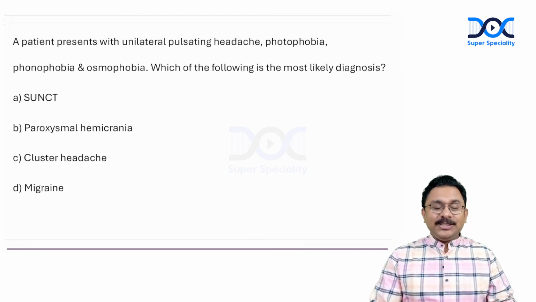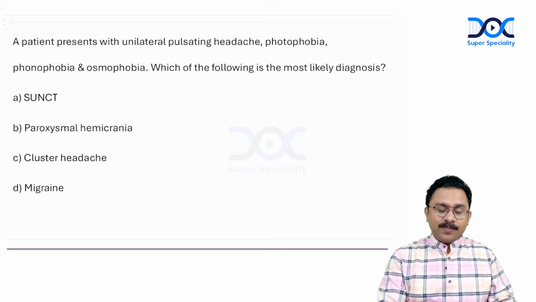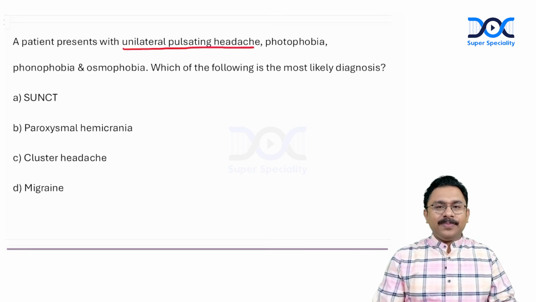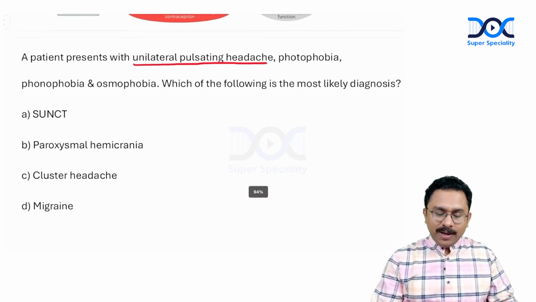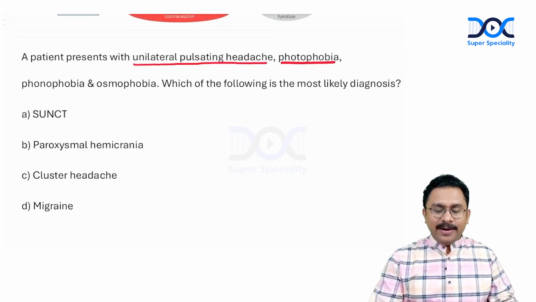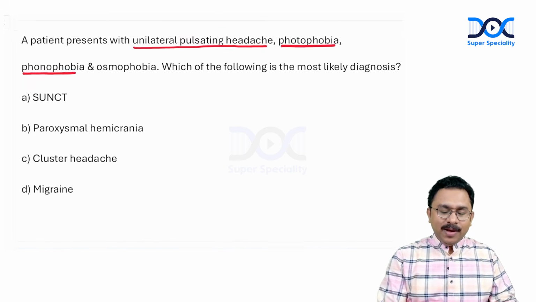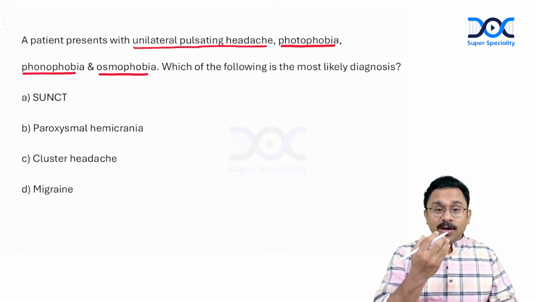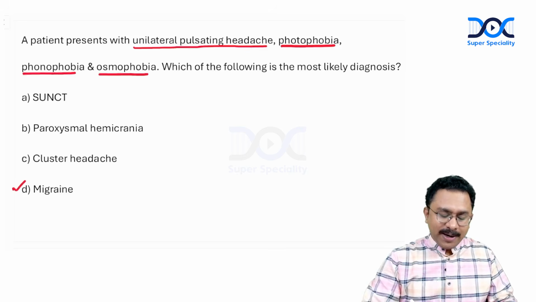A patient presents with unilateral pulsating headache, photophobia, phonophobia, and osmophobia. Which of the following is the most likely diagnosis? Now, considering a unilateral headache of pulsating nature, along with associated features like photophobia, light triggering the headache, phonophobia, sound triggering headache, osmophobia, certain odors triggering headache. This is the classic description of migraine.